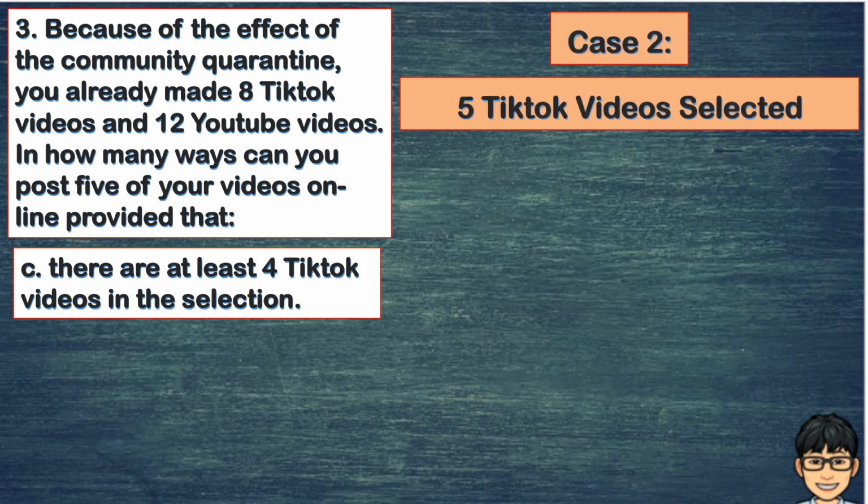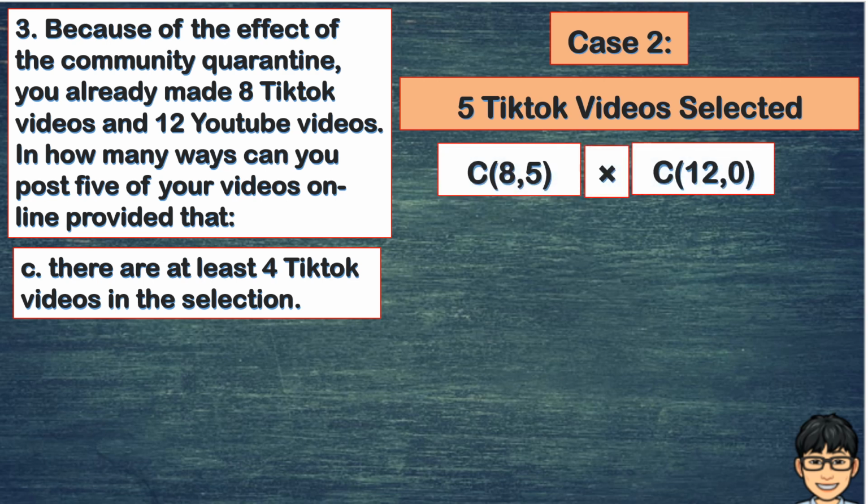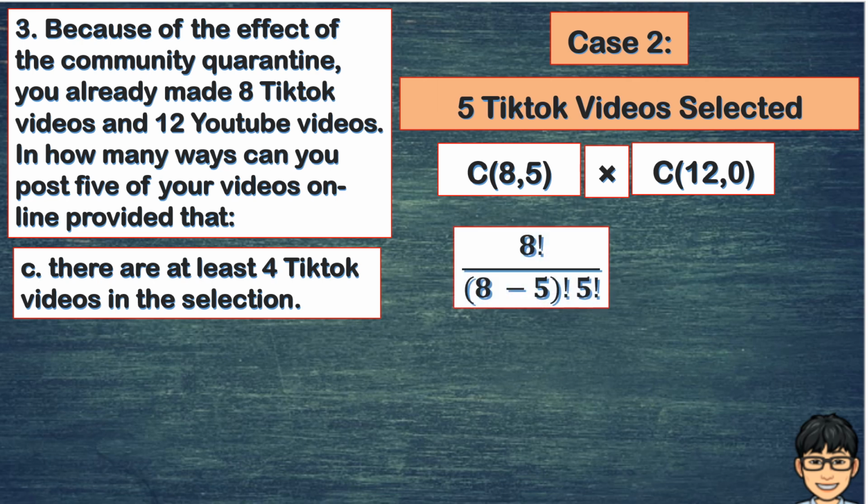Now, punta tayo sa case number 2, 5 TikTok videos selected. Ibig sabihin, mula sa 8 TikTok videos, pipili tayo ng 5 at mula sa 12 YouTube videos, wala tayong pipiliin. Therefore, meron tayong 8 select 5 para sa TikTok videos times 12 select 0 para sa YouTube videos. To simplify, we have 8 factorial over 8 minus 5 factorial times 5 factorial.